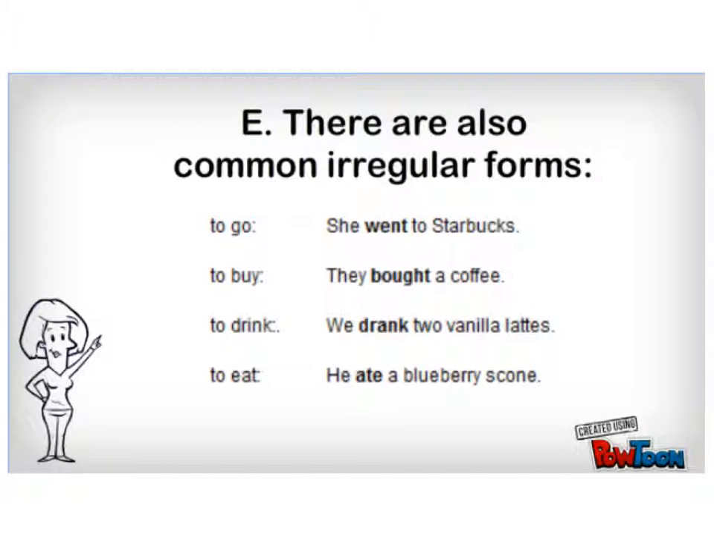Lastly, there are also very common irregular forms that do not follow any pattern. For example, to go becomes she went to Starbucks, not she goed to Starbucks. To buy, they bought a coffee. To drink, we drank 2 vanilla lattes. To eat, he ate a blueberry scone. These verb forms will become easier if you read more and practice your writing.